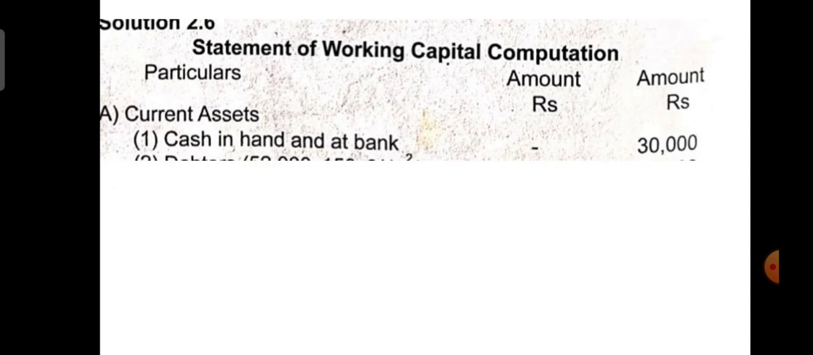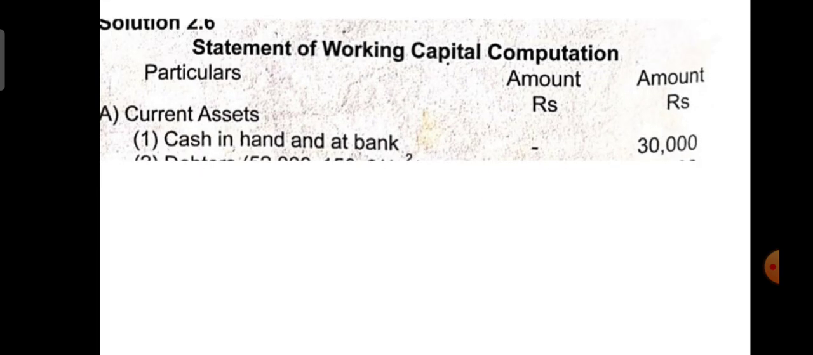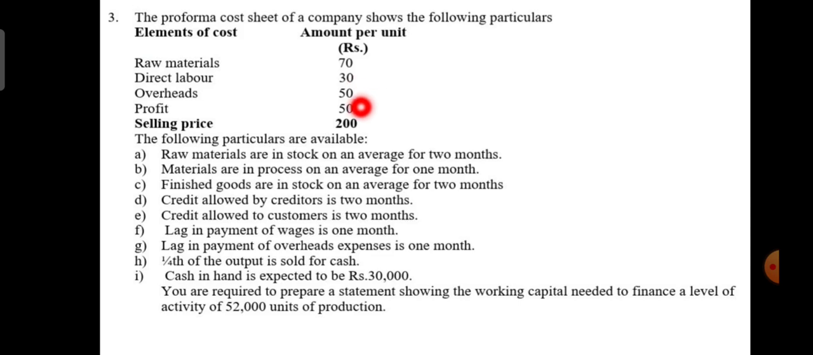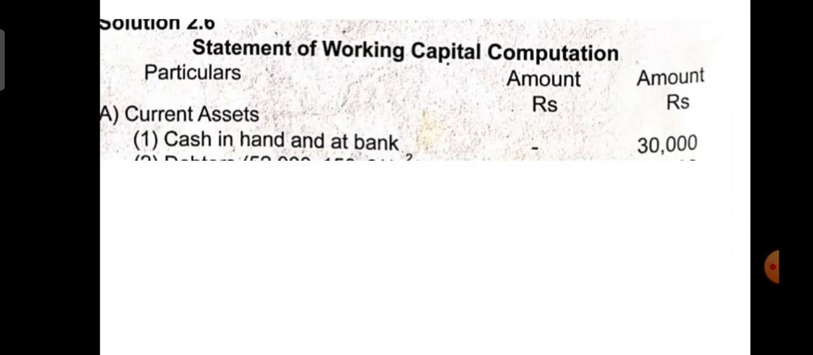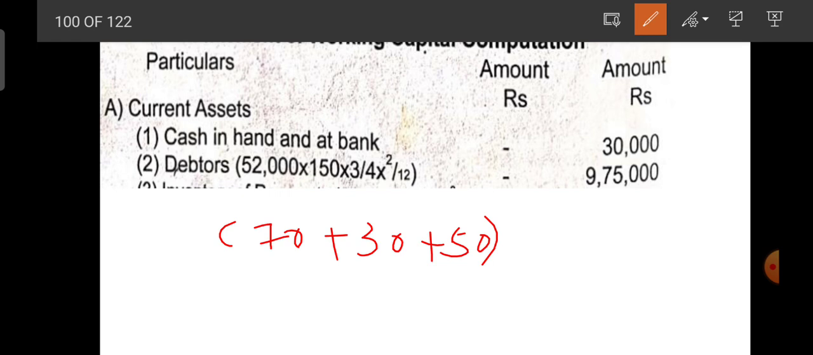So first, the statement showing working capital computation. Current assets: first we write cash in hand, given in the problem as 30,000, directly in the outer column. Next, debtors. Total units 52,000. So where do you get 150? See in the question, 70 plus 30 plus 50. 150 is cost of sales: 70 raw material, wages and overheads. Total cost of production per unit is 150.